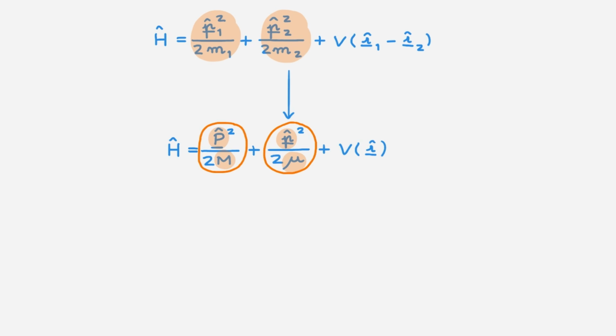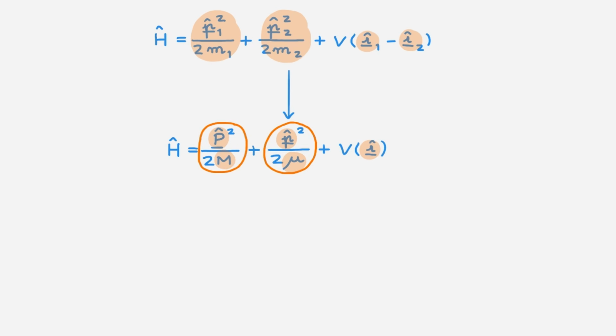And the reason is the potential term. While in the original expression, the potential energy depended on both position coordinates r1 and r2, the potential energy in the new expression only depends on the relative coordinate r. And this is critical, because while the 2 original particles interact with each other, the 2 new fictitious particles do not. And this makes the solution of the problem much simpler, because we've transformed it from a problem of 2 real interacting particles to a problem of 2 fictitious non-interacting particles.